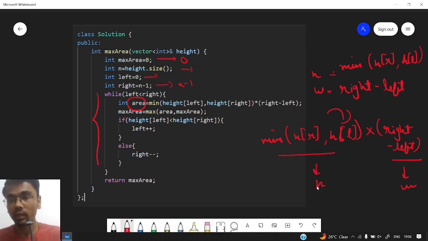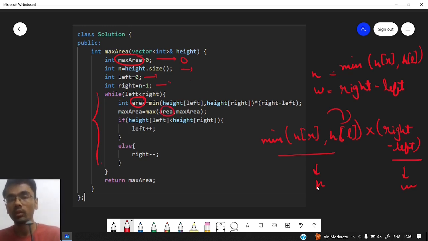So I have written the same thing here, minimum of height of left comma height of right multiplied by width, that is right minus left. So this will give us the current area or the current water stored by these two lines. Now we will compare it with the current maximum. So if this area is greater than this current maximum, it will just update it with the current area, otherwise it will remain same.